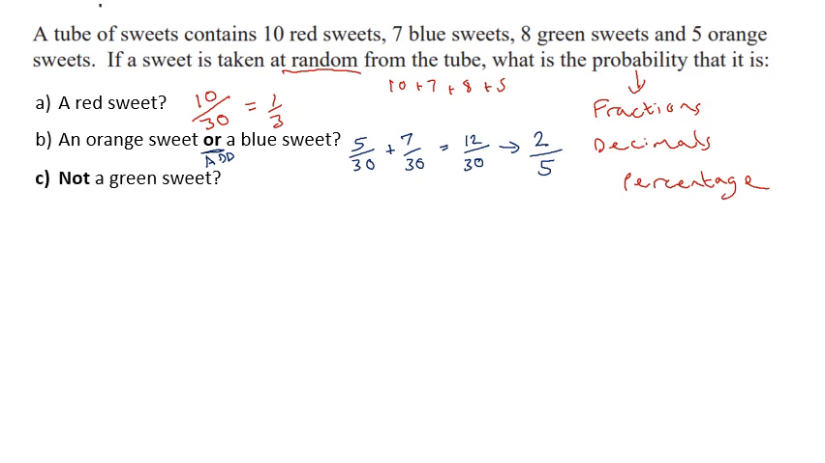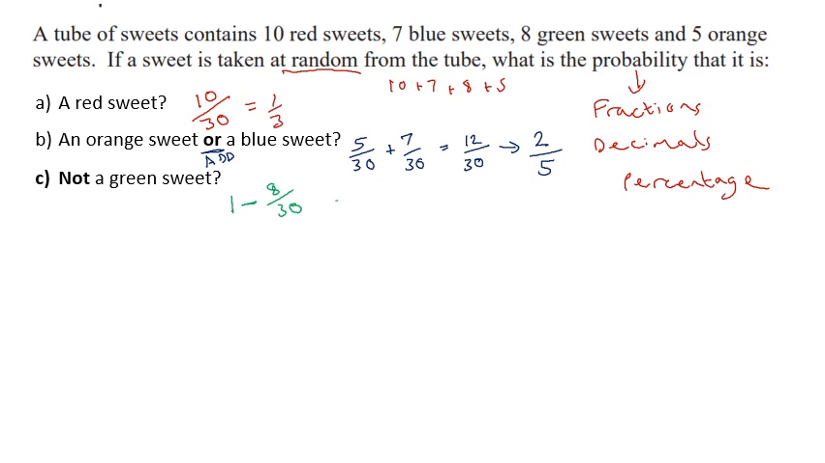For C, we're looking for the probability of not a green sweet. So there's a couple of ways you can do this. You can either add together all the ones that aren't green and just use that. Or you can think, well, the probability of taking a green sweet is, let me just switch pens, 8 out of 30. But because we don't want a green sweet, we take that away from 1. So we're doing 1 take away 8/30.